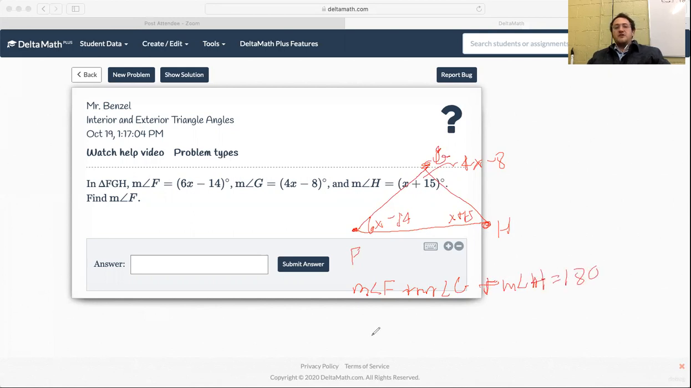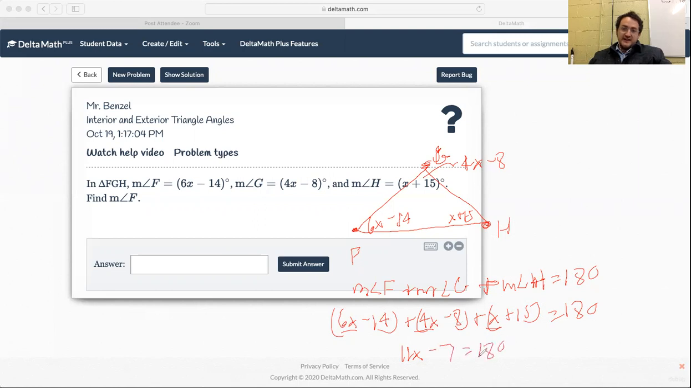And then I'm just going to substitute them in. My F is going to be 6x minus 14, my G is going to be 4x minus 8, and my H is going to be x plus 15. Then we're going to combine like terms. So I got 6x plus 4x plus x, that's 11x, and then minus 22 plus 15, so that's minus 7, equals 180.